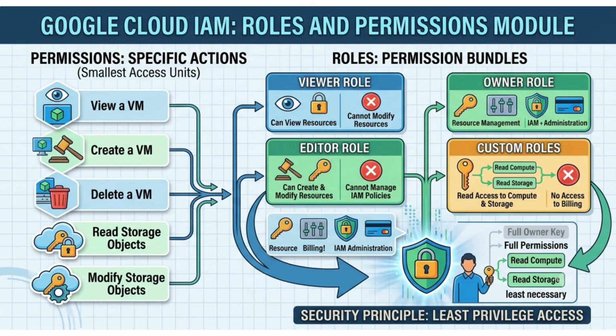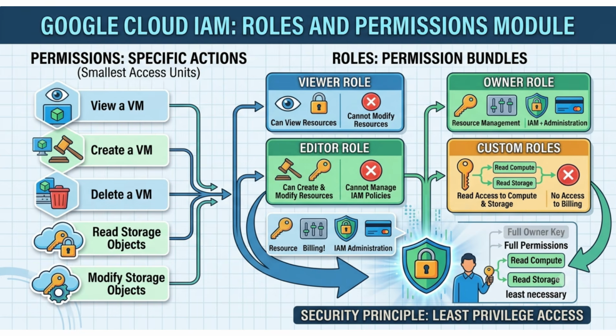Roles and permissions. Now let's discuss authorization. Google Cloud uses permissions and roles. Permissions. Permissions define specific actions. Examples: view a VM, create a VM, delete a VM, read storage objects, modify storage objects. Permissions are the smallest access units.